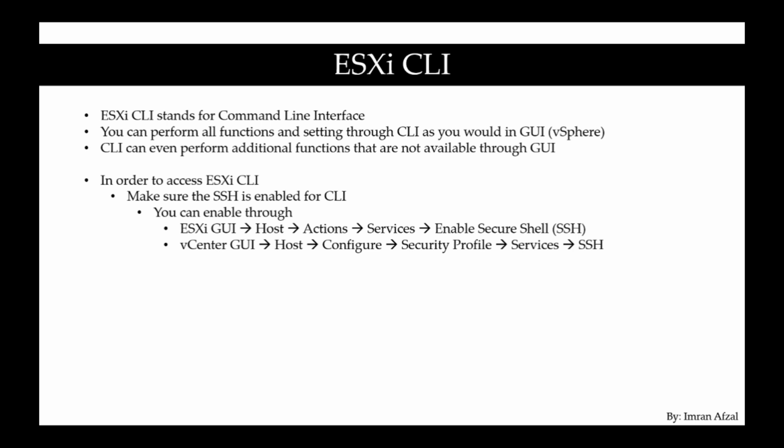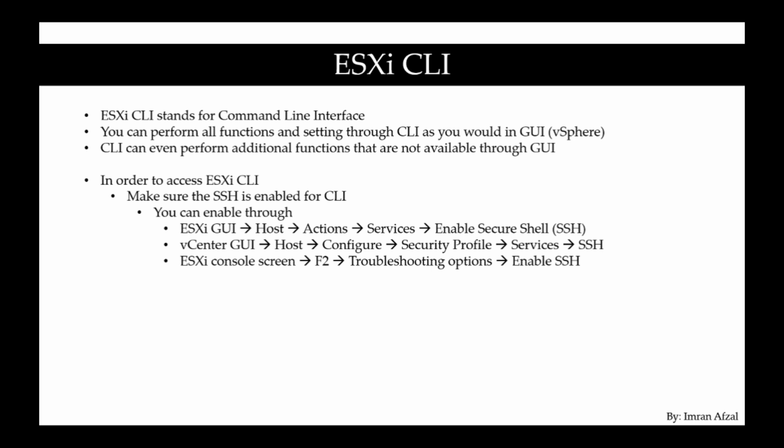The second way of doing it is through the vCenter GUI as well. On the browser, you put in the vCenter IP address, then you pick the host where you want to have SSH enabled. Go to Configure, Security Profile, Services, and then start SSH. The third way of enabling SSH for an ESXi server is through the ESXi console screen, the yellow screen. You press F2, go to Troubleshooting Options, and then enable SSH. We'll go through all three of them one by one.